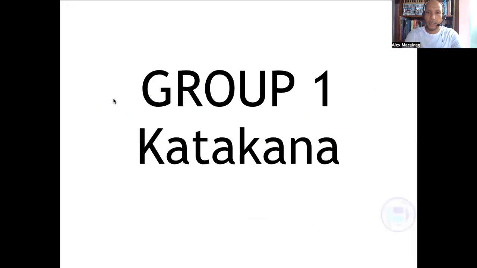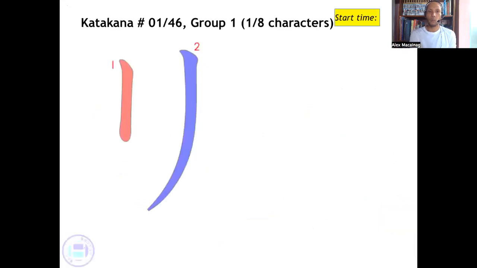Group 1, katakana. Again, if you are prompted by this video to think, to use your imagination, to do writing practice, you can pause the video and then restart when you are ready. Okay. Character number 1. This is group 1, 8 characters. Write the start time in your notebook. We should finish this within 30 minutes. Hai, sozo shite kudasai. Sozo, imagination. Please use your imagination. What do you see? You can pause the video when you are thinking.